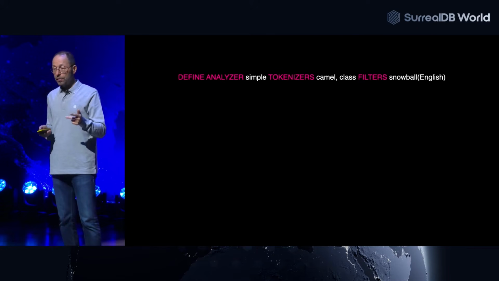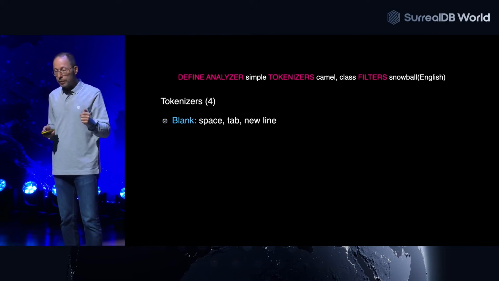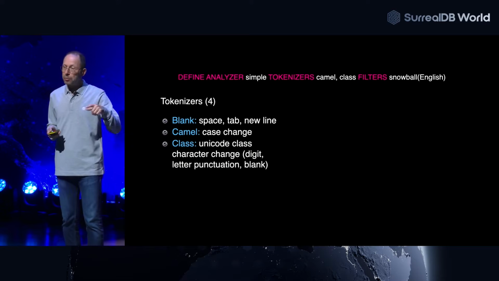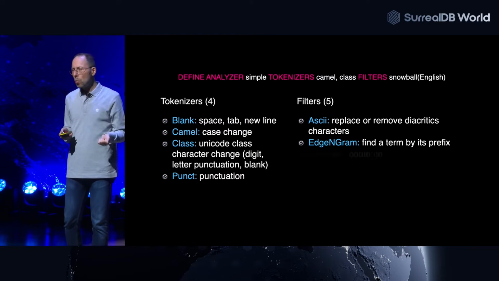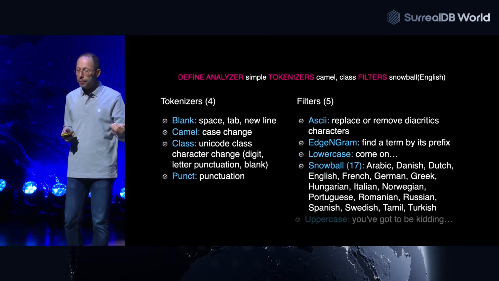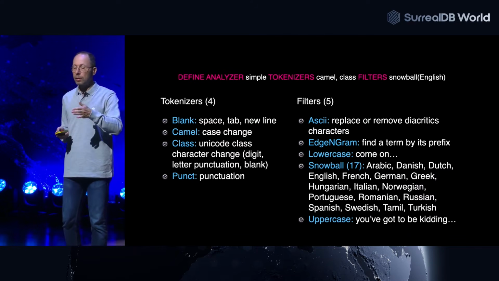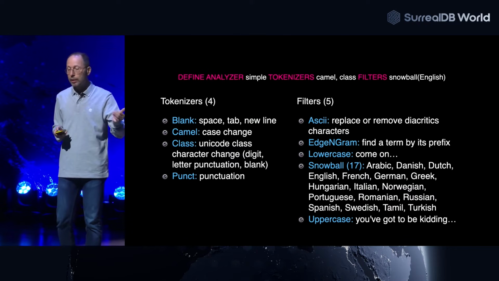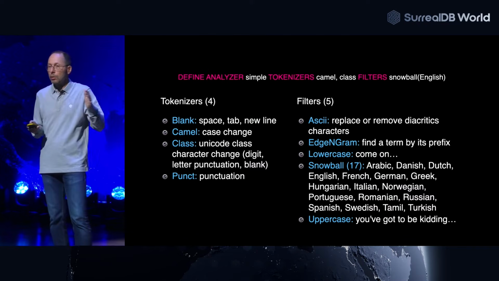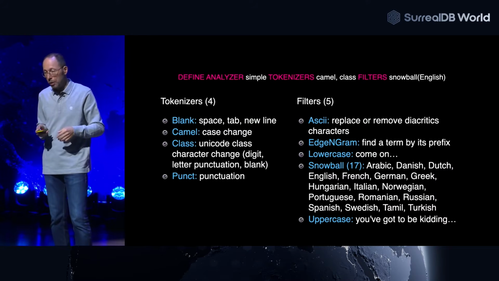Tokenizers and filters, that's what makes an analyzer. We are going to see how we use it just after. With version 1 of CyrilDB, we have several tokenizers. Blank, where we split each time we see a blank character. Camel, we just talked about it. Class, we just talked about it. Punctuation, sometimes you want to split just when there is punctuation.